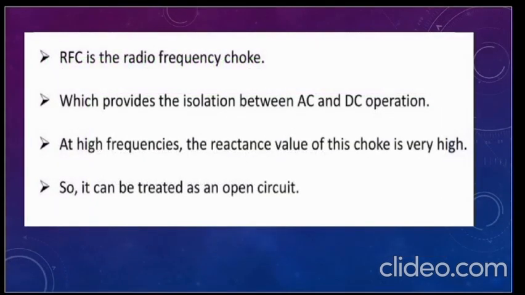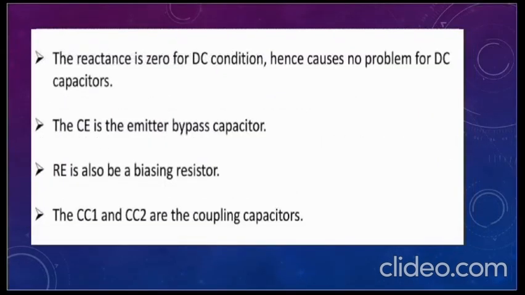RFC is the radio frequency choke, which provides isolation between AC and DC operation. At high frequencies, the reactance of this choke is very high, so it can be treated as an open circuit. The reactance is zero for DC condition, hence it causes no problem. C is the emitter bypass capacitor. RE is also a biasing resistor. The CC1 and CC2 are the coupling capacitors.